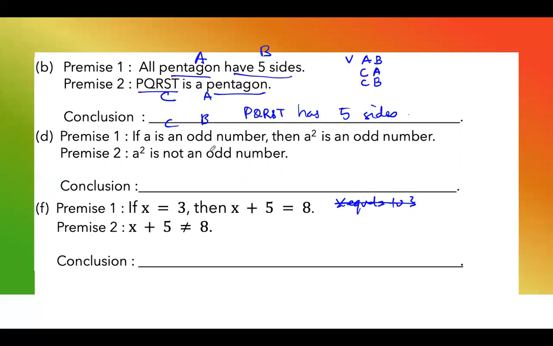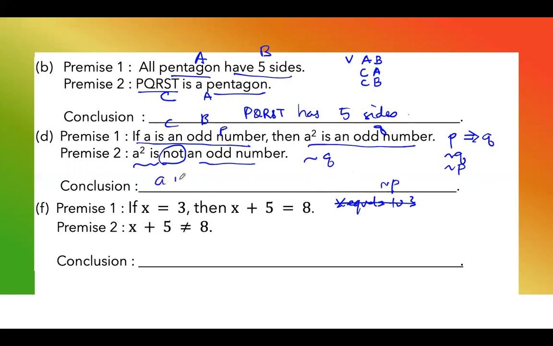Next one: if A is an odd number, then A squared is an odd number. Now we have "not" here. That means if P, then Q, so not Q, not P. We determine first: this is P, this is Q. Now A squared is not an odd number, so not Q. So here must be not P. Not P, how to do? A is not an odd number.